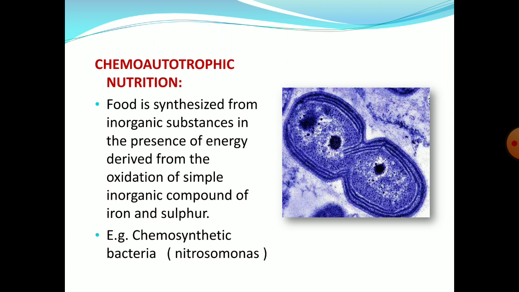Now it is about chemoautotrophic nutrition. It is a type of autotrophic nutrition in which organism synthesizes food from inorganic substances in the presence of energy derived from the oxidation of simple inorganic compounds of iron and sulfur. Example of chemoautotrophic nutrition are chemosynthetic bacteria like Nitrosomonas. This is the Nitrosomonas bacteria.